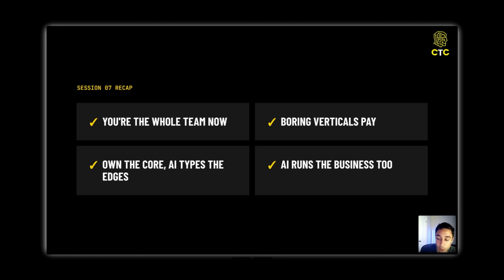You don't need an employee, at least until I would say easily up to $100,000 a month. You don't need an employee. Boring verticals do pay you, and you want to own the core. AI is going to handle the edge cases, and AI is going to help you run the business.